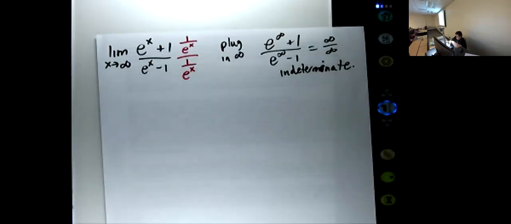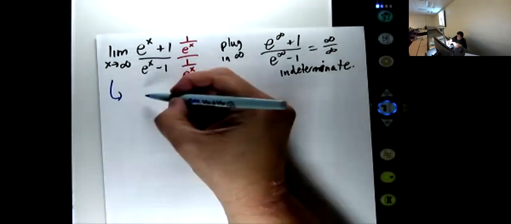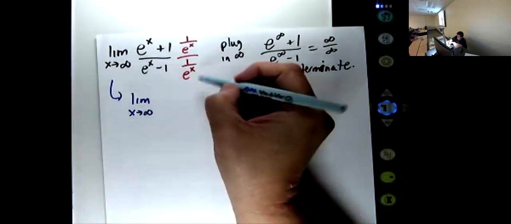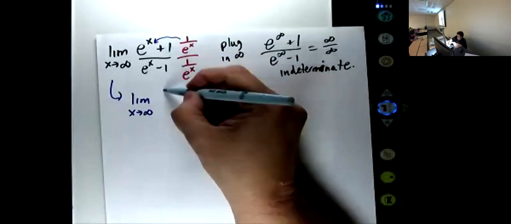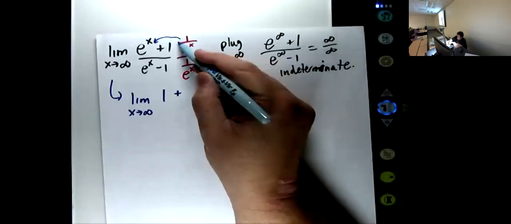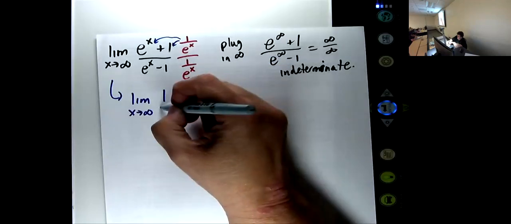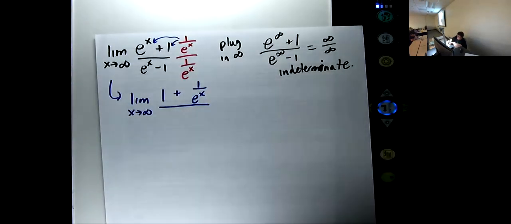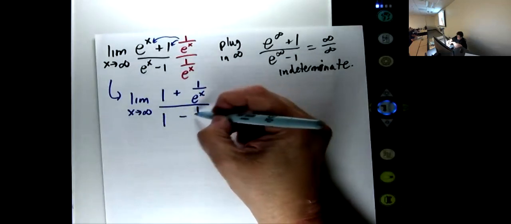If I distribute that, this becomes the limit as x goes to infinity. e to the x over e to the x just becomes 1. And when we do 1 times 1 over e to the x, this is 1 over e to the x. When I do it on bottom, same thing happens, but there's a minus sign in there.